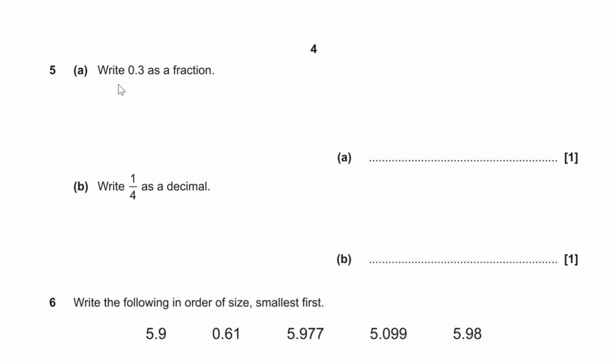Question number 5, we have to write 0.3 as a fraction. Well, here we've got one digit after the decimal point, so our fraction will be out of 10, and therefore we'd have 3 out of 10. And now for part B, we have to write 1/4 as a decimal. Quite simply, this is 0.25.